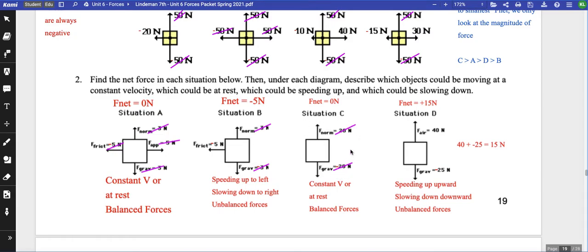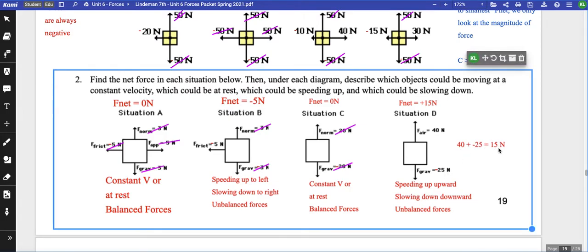For situation C, I also have my forces canceling out here. Okay, so my net force is zero. And then for situation D, I have negative 25 down and positive 40 up. So I add those together and I end up getting 15 newtons, positive 15 newtons for my net force.